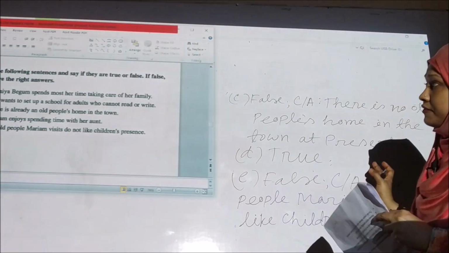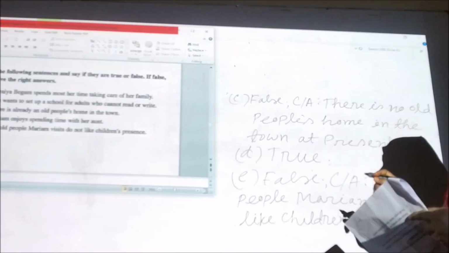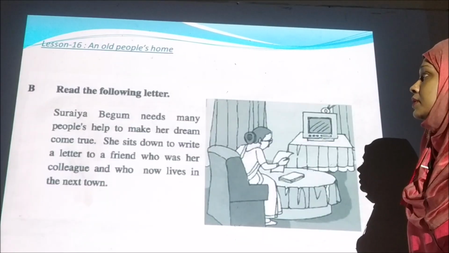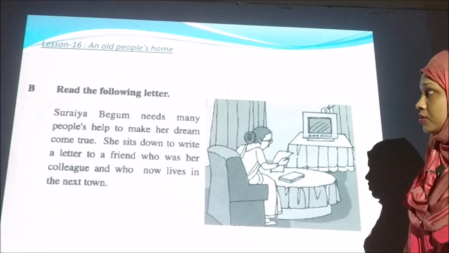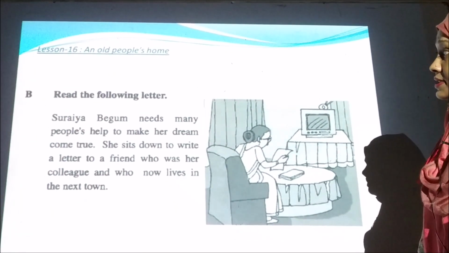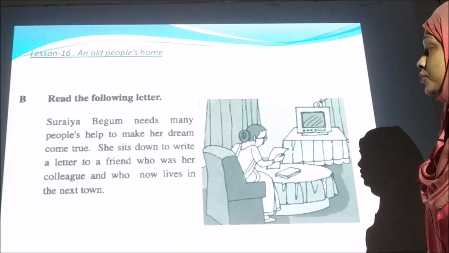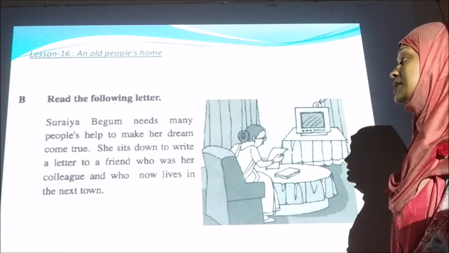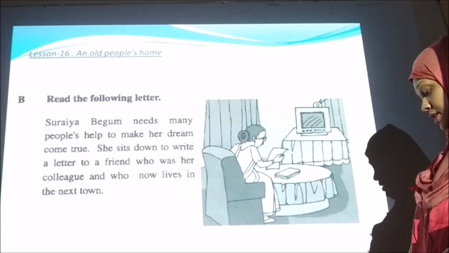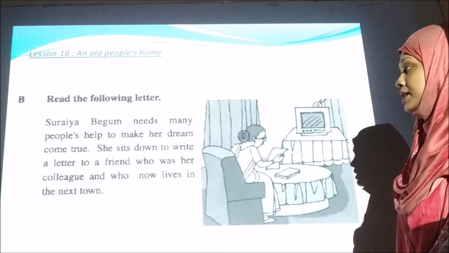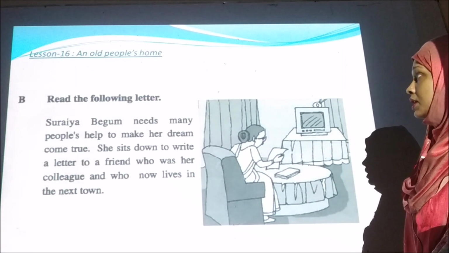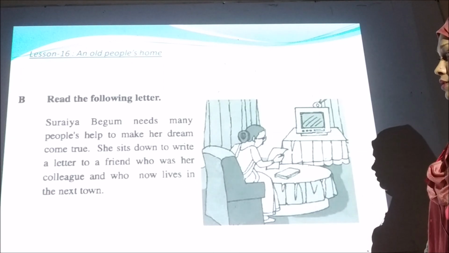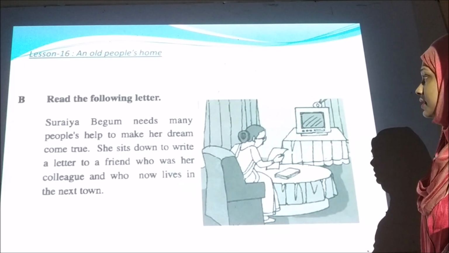Okay. Now, we have finished the 2 exercises, and now we will go to the next slide. My dear students, now we will go to the next slide, and there is a letter for you. So, Suraya Begum needs many people's help to make her dream come true. She sits down to write a letter to a friend who was her colleague and who now lives in the next town. Now we will read the letter.